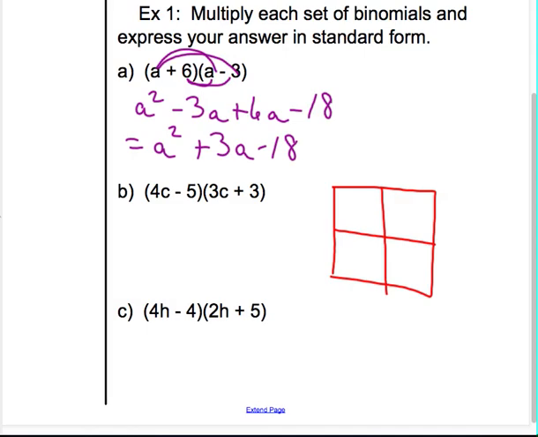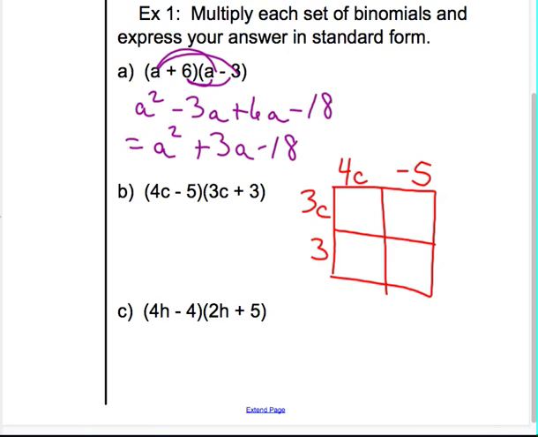And in this case, since it's a binomial times a binomial, I need two kind of windows on each side. And then across the top, I put the first binomial, 4c minus 5. Make sure those subtraction signs turn into a negative when you separate your binomials. And along the left-hand side of the box, I put my second binomial, 3c plus 3. And then inside the box, it's kind of like you're finding the area. So you're multiplying the two sides together.